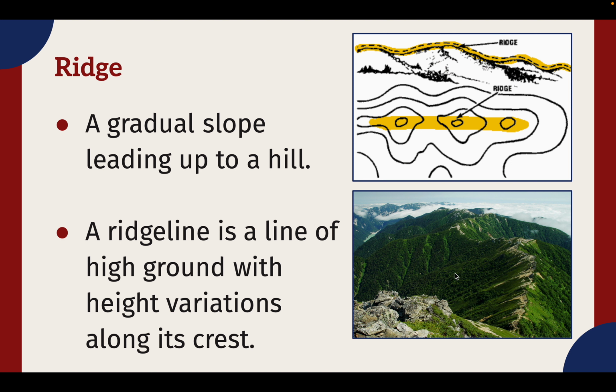So a ridge. A ridge is a gradual slope leading up to a hill. So as you can see, this is the ridge that slants leading up to the top, and then this along here is the ridge line. The ridge line is basically just an entire line of elevated hills in a row.